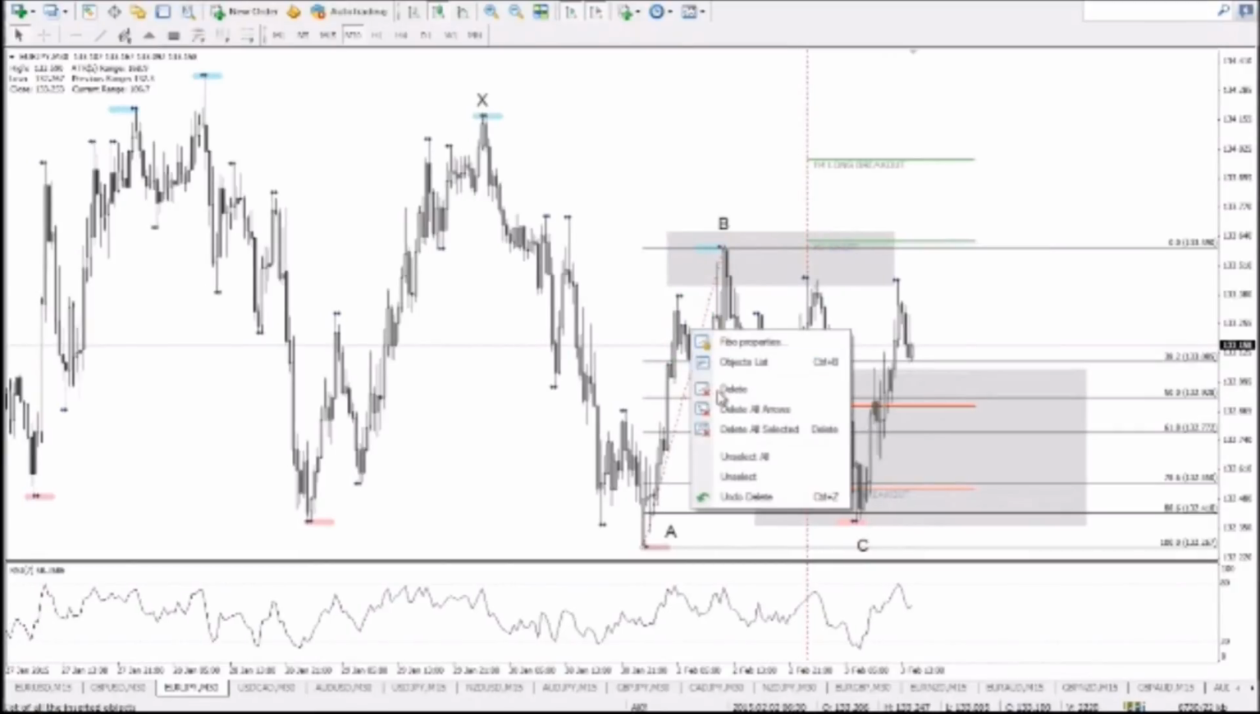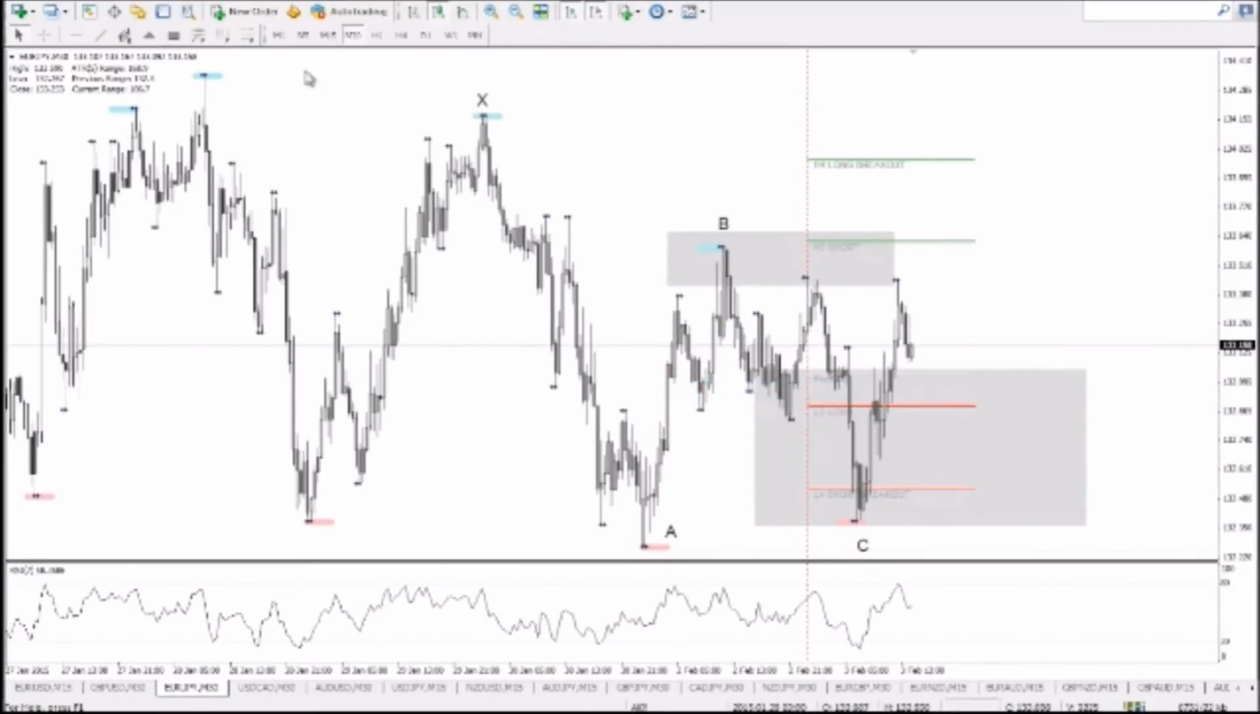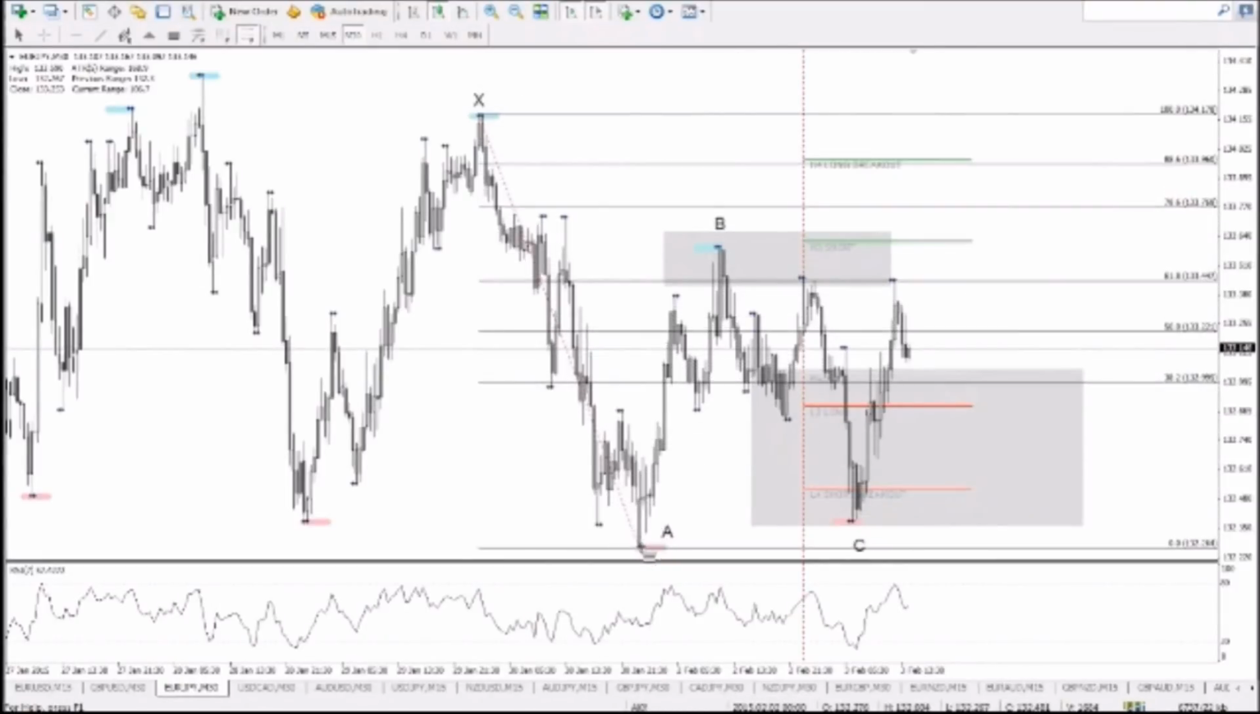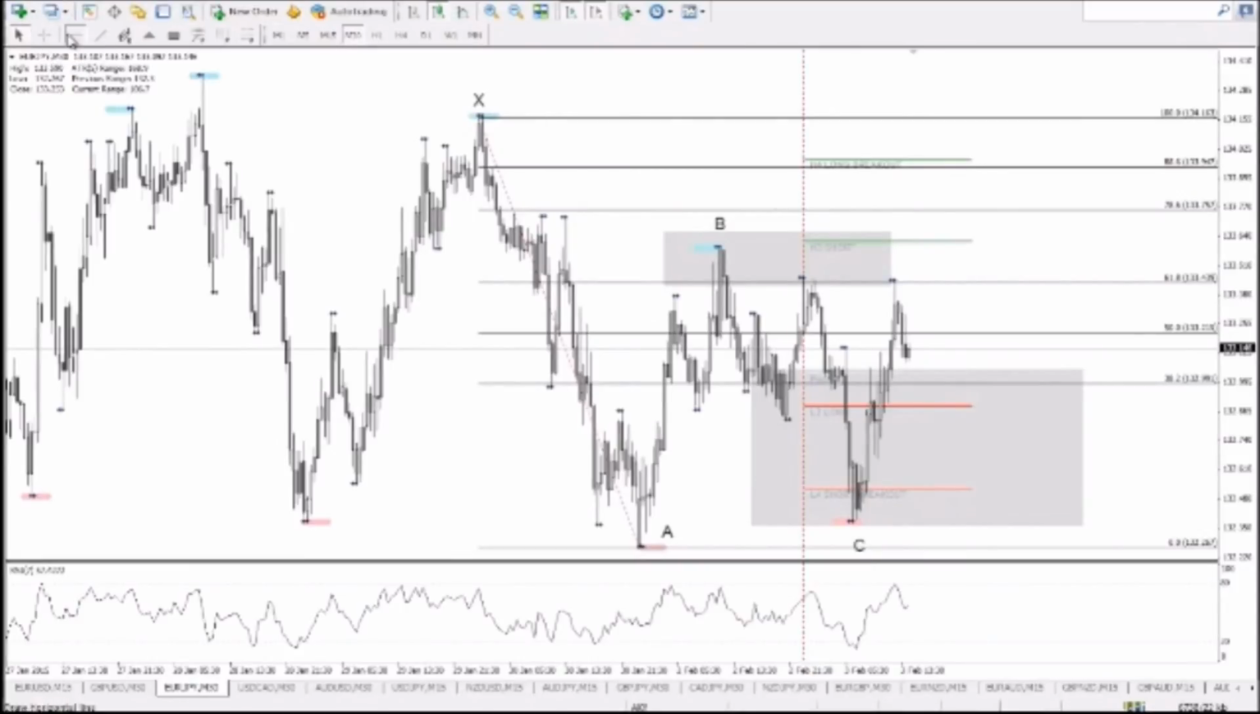Then the last part is to measure where your D point is. If you remember, for Gartley, the D point is the 78.6 of your XA leg. So you remeasure your X to A, and what you are interested in is this level, 78.6. If you want to draw in the triangles, this is how it looks.